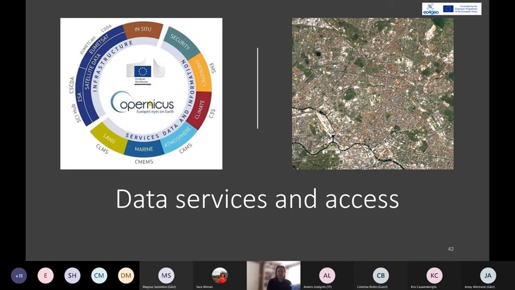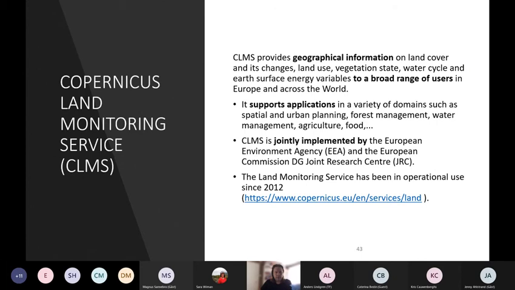I will talk a little bit about data services and access, how to access data and how to use the services. Copernicus land monitoring service provides land cover, change, land use, vegetation state, and so on, and it can support different applications, as of course spatial and urban planning, forest management, and water management, and it has been operational since 2012. And you can read more and also access the actual layers.